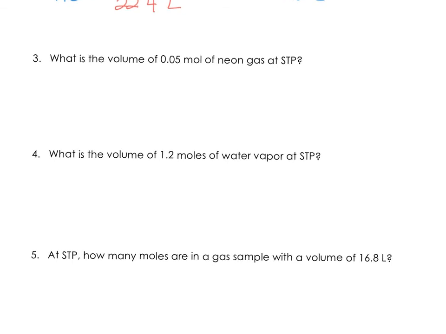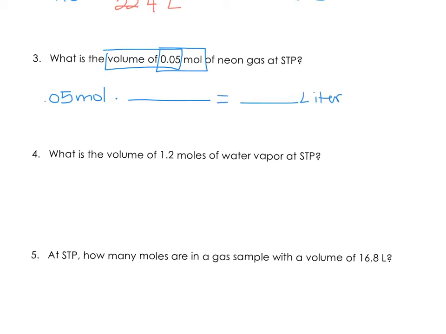All right, let's try another. What is the volume? This time we're finding the volume of 0.05 moles of neon gas at STP. So I'm given 0.05 moles, so I'm going to start with my moles. 0.05 moles dot line is equal to liters. This time I want to end up in liters, and I want to cancel my moles. My moles are here, so moles need to end up on the bottom. So I have 1 mole for every 22.4 liters. This time, all I'm going to do is multiply 0.05 moles times 22.4, and you will in fact get 1.12 liters.